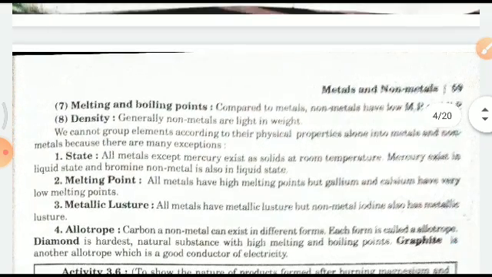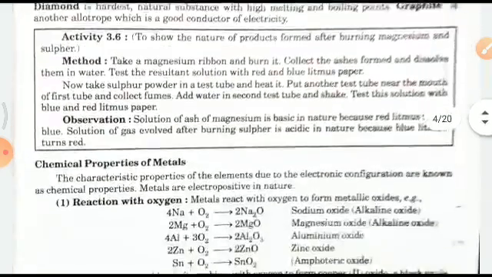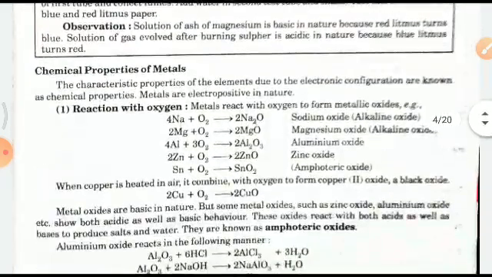All metals exist as solids at room temperature except mercury. Then the melting point of metals, all of them have high melting points, and metallic luster. Non-metals possess allotropes. Now, chemical properties of metals.